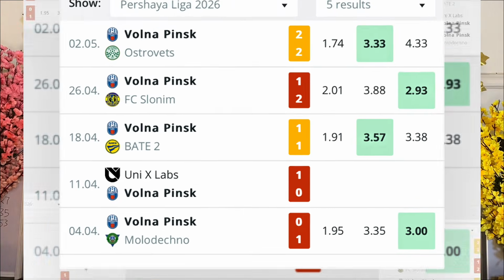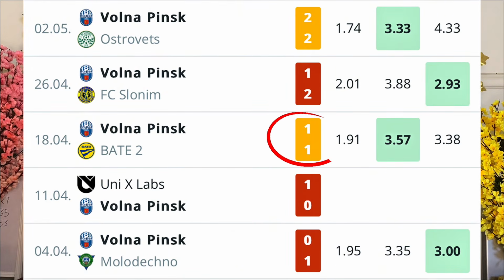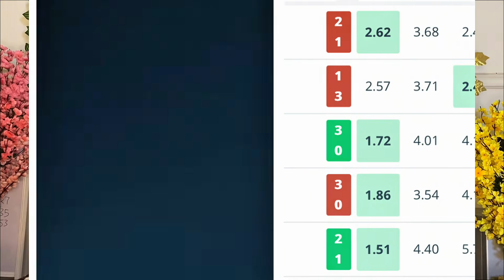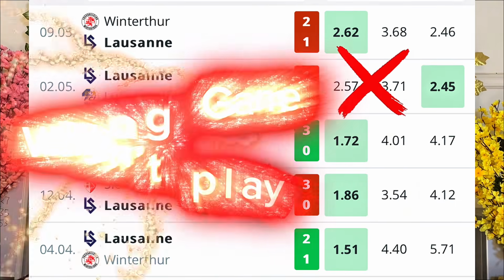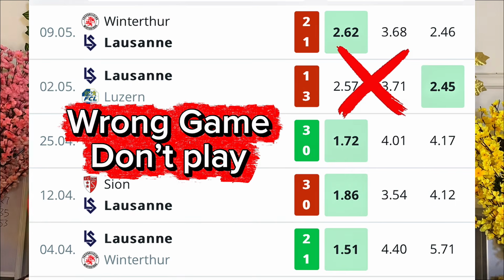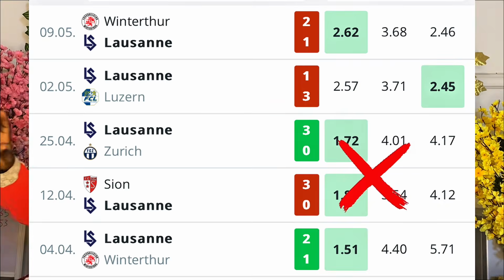All you have to do is look up any league and any team's last 5 matches that play correct score such as 1-0, 1-1, 0-0, 2-0, 2-1. Make sure in their last 5 matches they don't play 3 goals, and their opponent doesn't play 3 goals as well. If you see 3-0 or 3-1, that means one team has scored 3 goals or more. You must not predict that particular game for correct score.